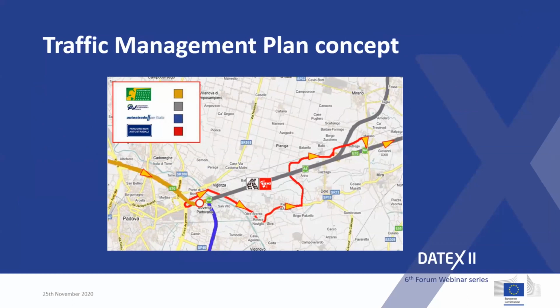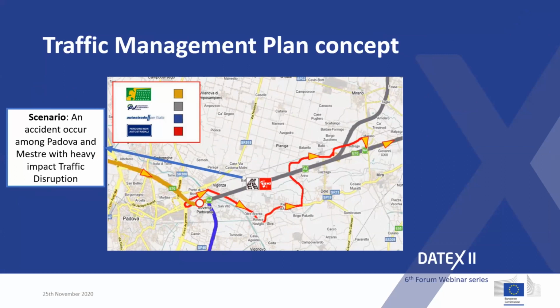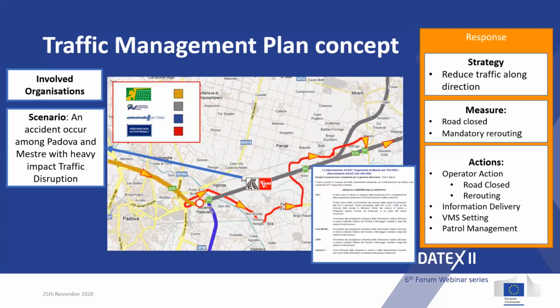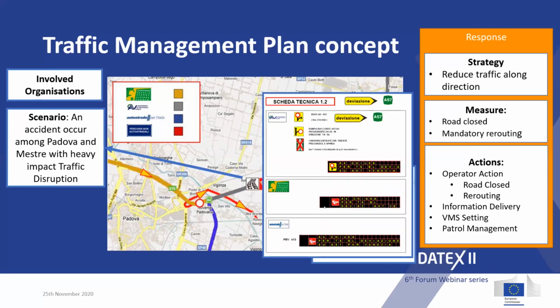Traffic management plan is when a situation occurs, we need to cope with this situation, managing the road accordingly. We set up the scenarios, which is an accident that may occur and disrupt traffic with heavy impact. And we have organizations involved in this management. After, we define a set of actions, which are strategy, measure, and action, which may be undertaken to cope with the situation. And these are well described in a paper which describes what each of the actors and the involved organizations should do in these cases, and specific information management and VMS setting for the management of the situation should be done.